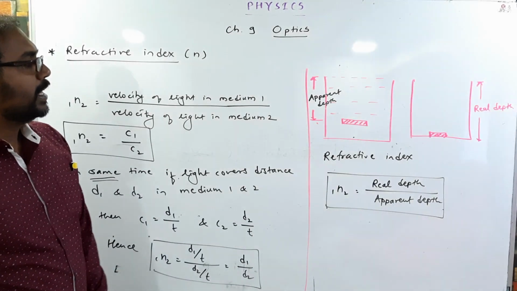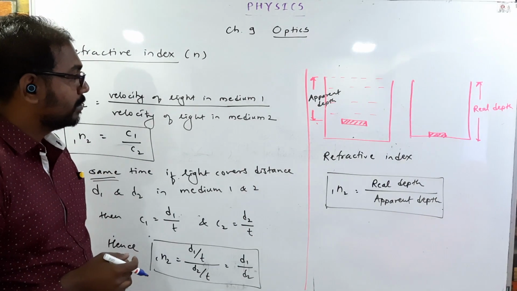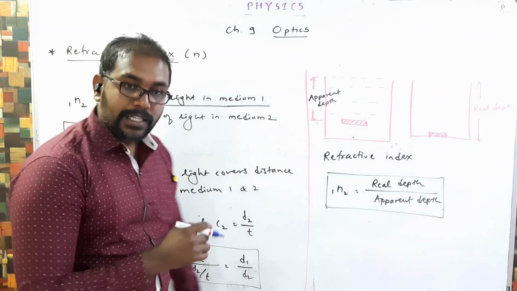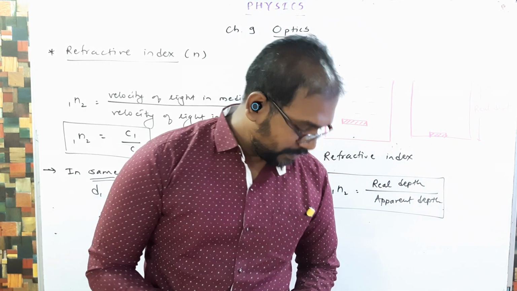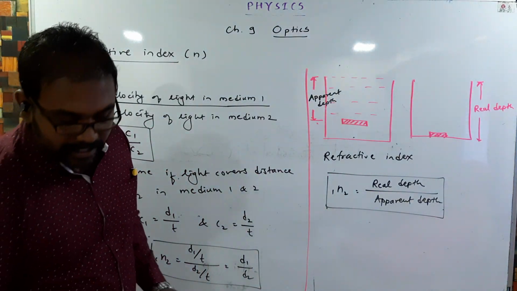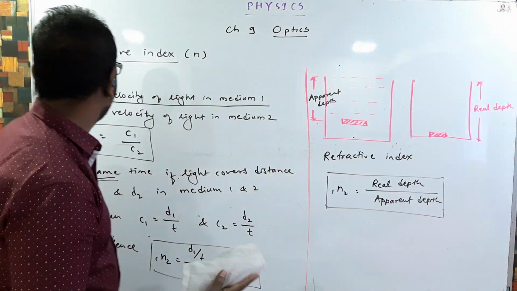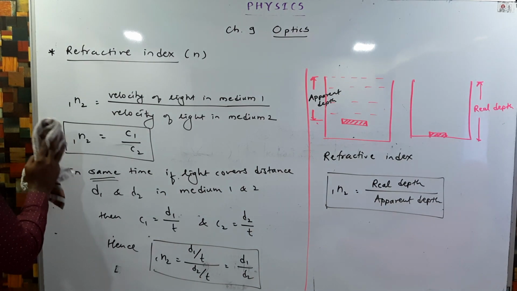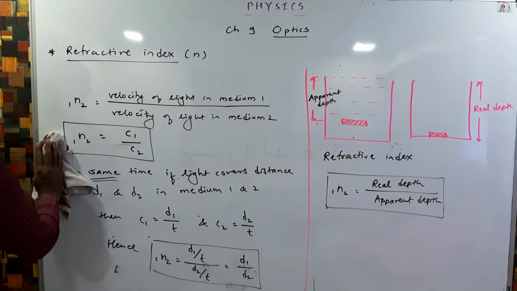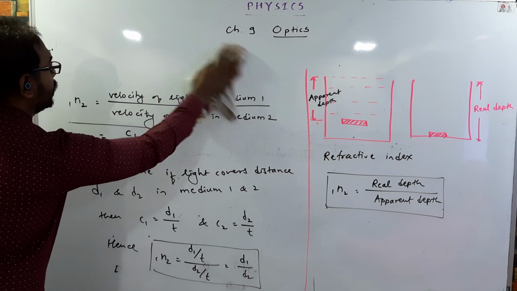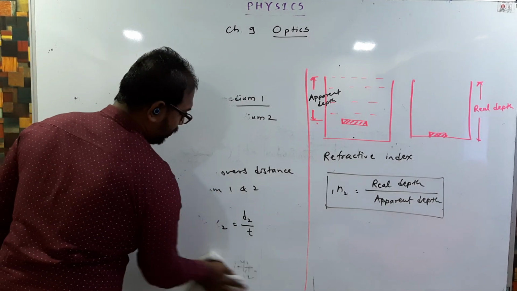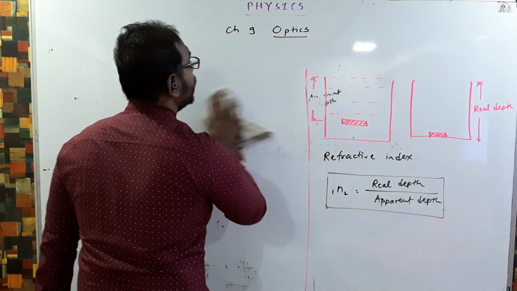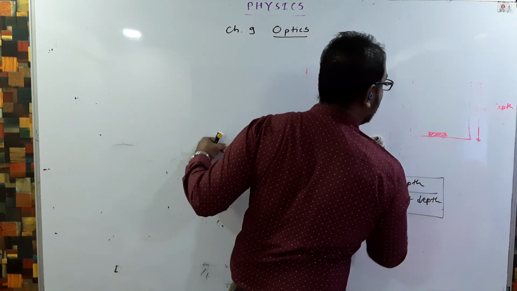Okay. I hope everyone understood what is refractive index. Now after the refractive index, we have to proceed to the next article, and that article is total internal reflection. Listen, side by side, you can note down the things which you want by pausing the video. These are very important things.